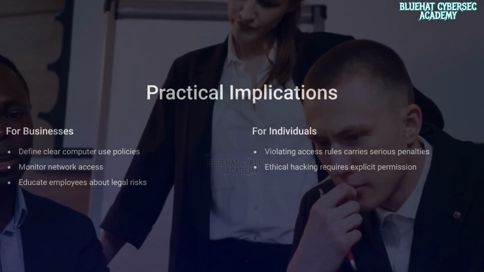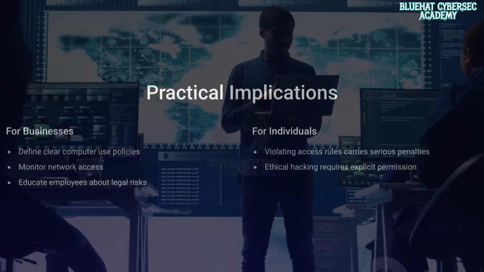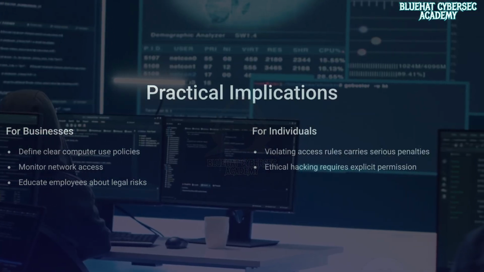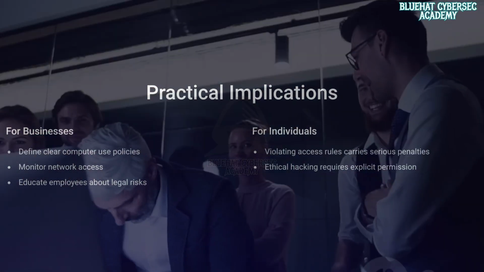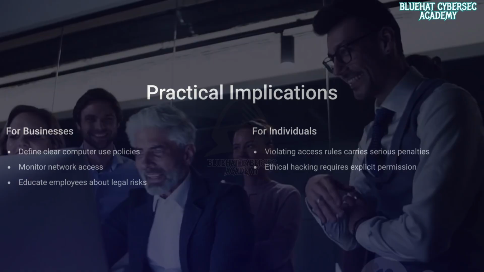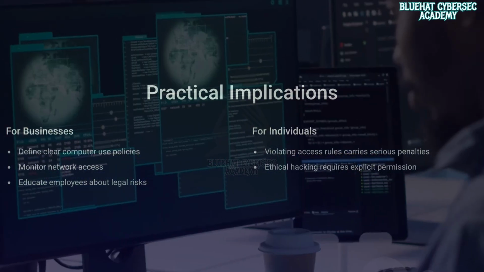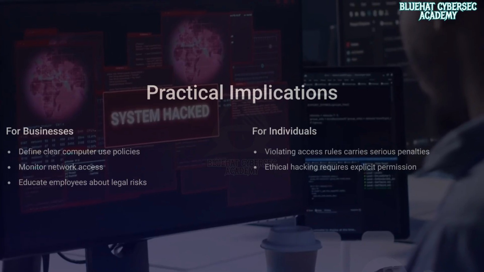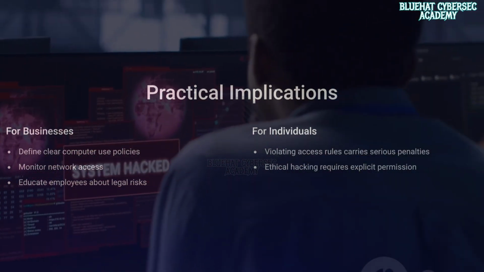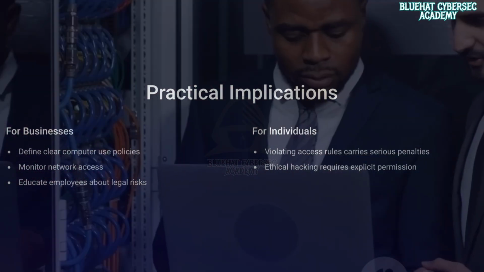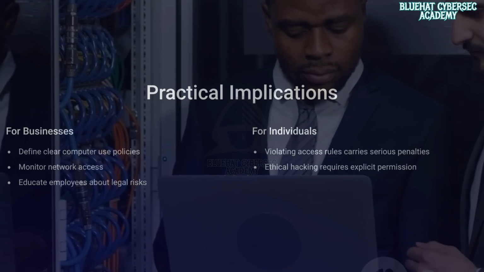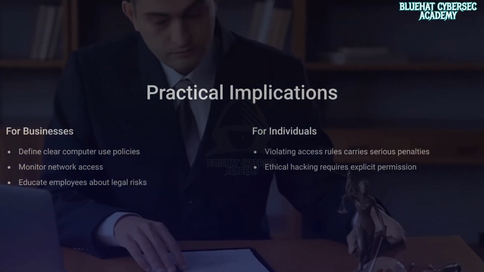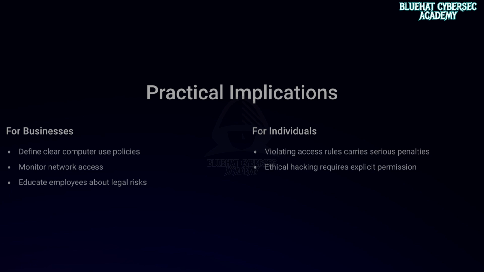So, what does all this mean in practice? For businesses, it's important to clearly define computer use policies, monitor network access for unauthorized activity, and educate employees about the legal risks of unauthorized access. For individuals, it's crucial to understand that violating access rules, even accidentally, can carry serious penalties, and that ethical hacking should always be done with explicit permission. Understanding and following these rules is key to staying on the right side of the law.